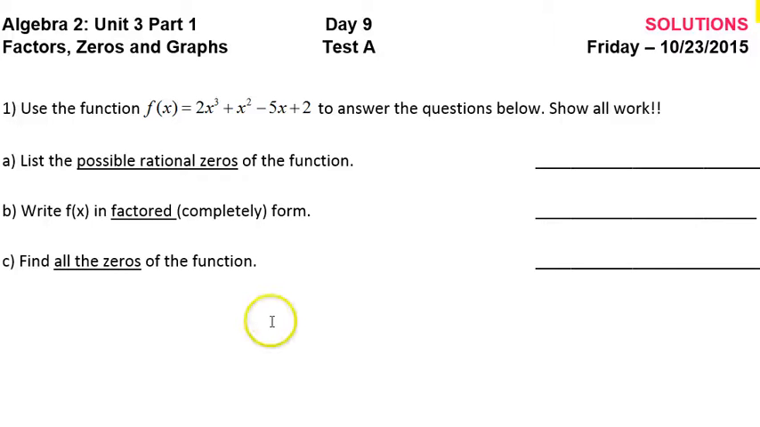In this video, we are going to learn to take a function like this and figure out what are the possible rational zeros according to the rational root theorem or the rational zero theorem. We will also factor this completely, and we will find the actual zeros.